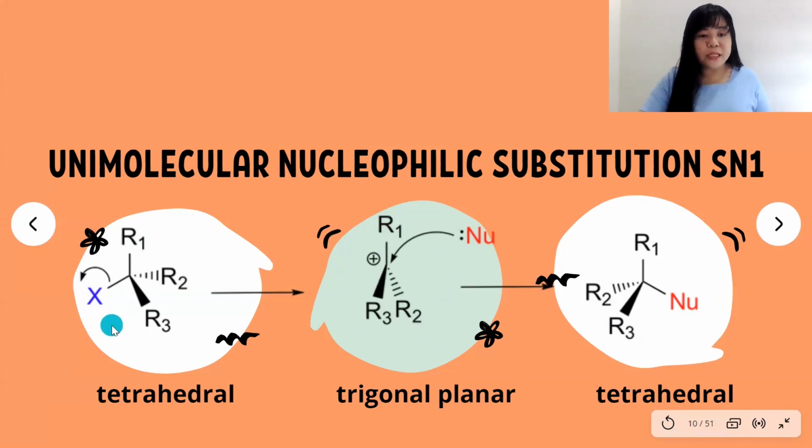And then after the leaving group has left, we have the carbocation intermediate, which is trigonal planar because there are only 3 groups around the carbon. And then after the nucleophilic attack here, we have a final shape, which is tetrahedral.